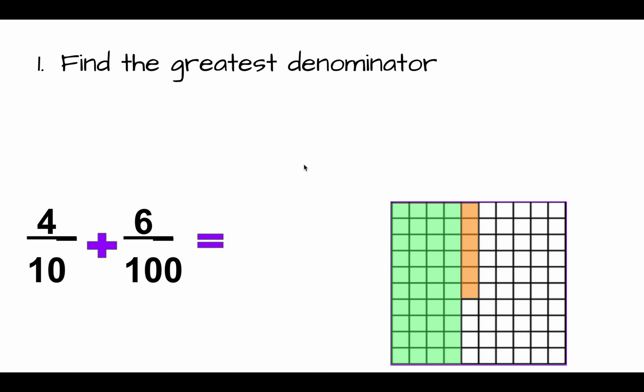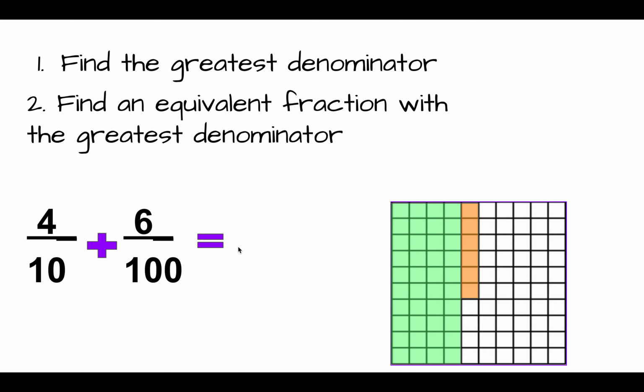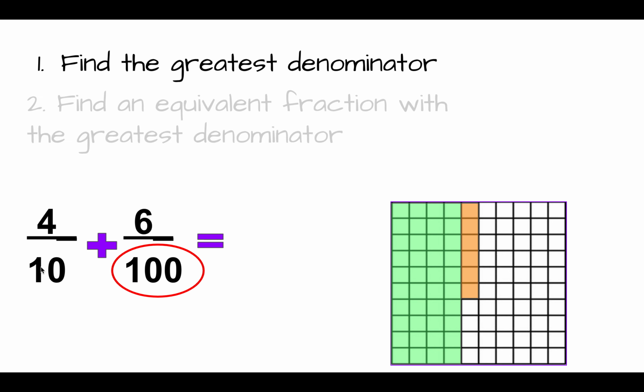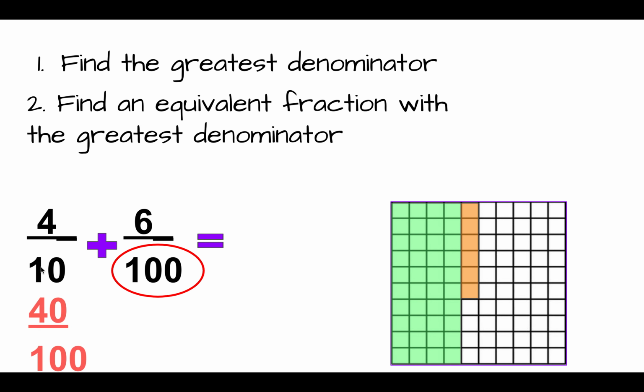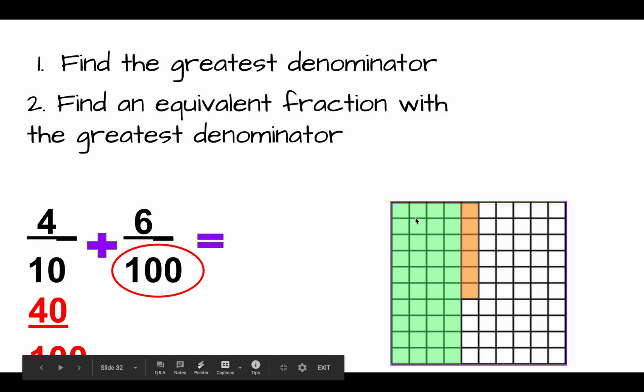So what do we do first? First, we find the greatest denominator. So that's this one right here. Then we get an equivalent fraction with the greatest denominator. So I see 100 is the greatest denominator. I want to make this a fraction with 100 also. So I could make this 40/100 because I look over here and I see that there's 40/100.